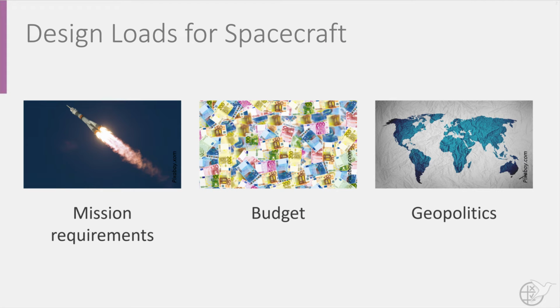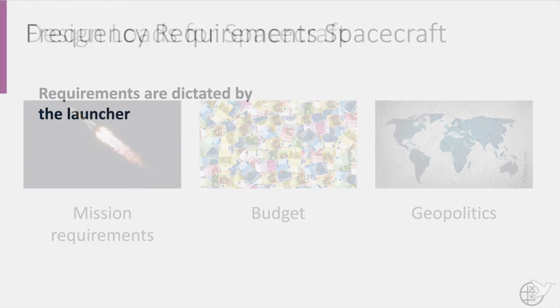So how do we find out about these frequency requirements? These requirements are dictated by the launcher. When you design a spacecraft for launch into space, there are a number of launch vehicles and launch locations you can choose from. Which one you select depends on your mission requirements, your budget, and often your country's geopolitical position. Once you've selected a launcher, its user guide dictates all the requirements your spacecraft has to meet before you're allowed to bring your spacecraft on board your chosen launch vehicle.